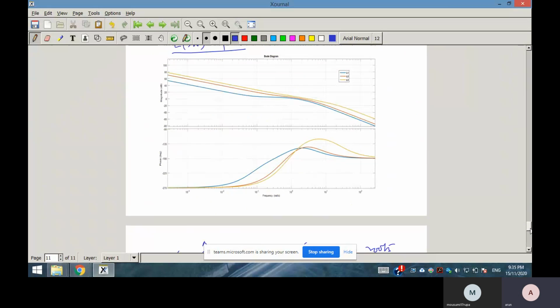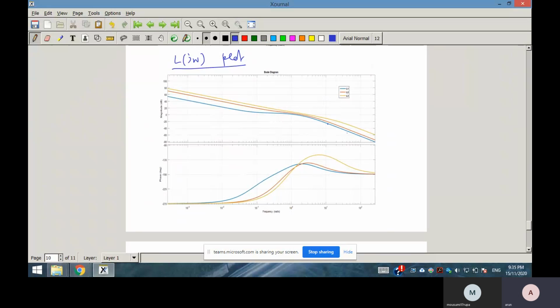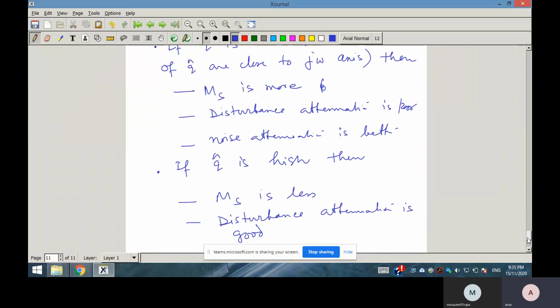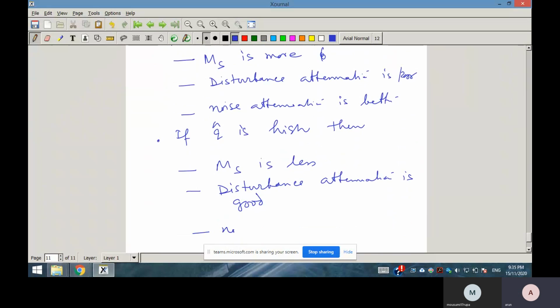But what will happen now? Now you see the loop gain has increased. The noise attenuation is poor. So the ultimate thing is that you have to trade off between the two performances.